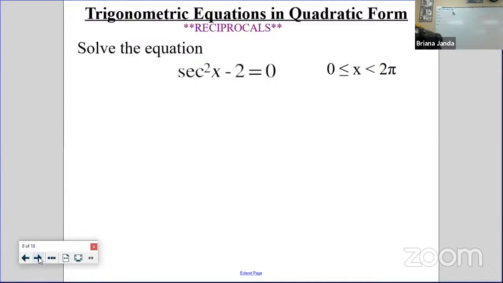All right. I think this is our last example today. Reciprocals. Secant squared x minus 2 equals 0, and we're going to solve this one from 0 to 2 pi. You can again treat this a little bit differently in the middle, but we should get to the same place at the end. First of all, just solve for your trig function. So I would get secant squared x equals 2.